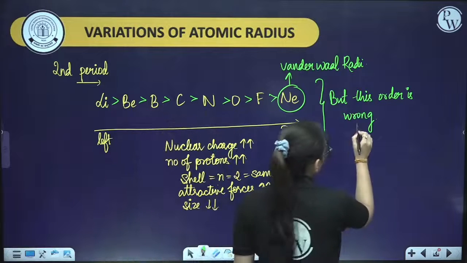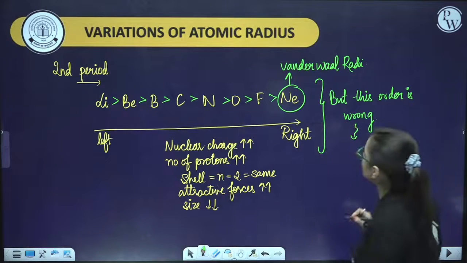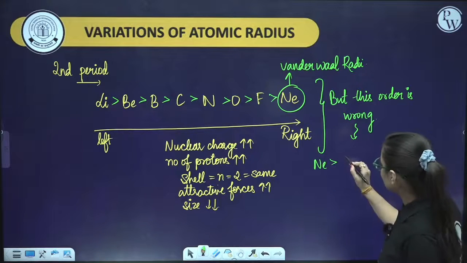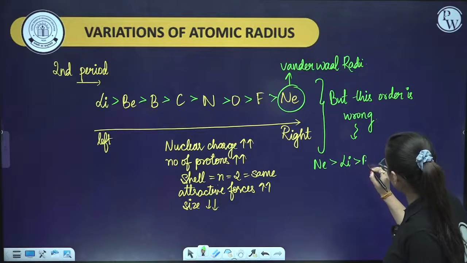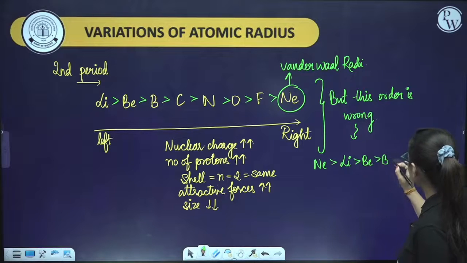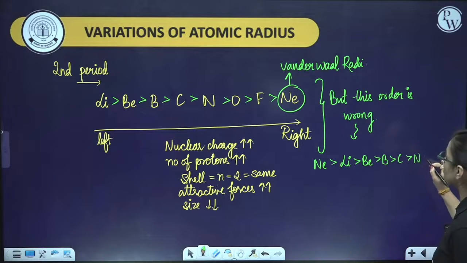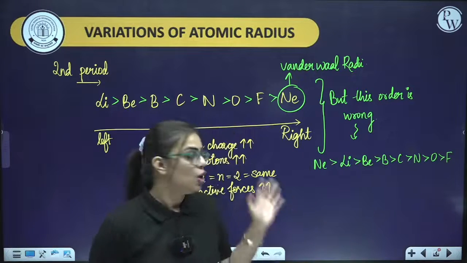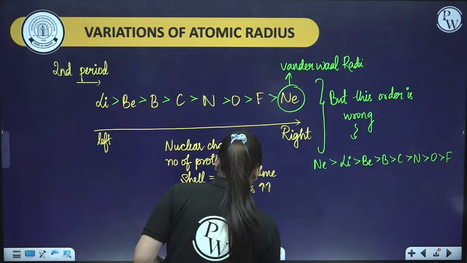Hence, our new order comes out to be what? Our new order comes out to be neon. It will have the highest one. Then it will be lithium, then beryllium, then boron, then carbon, then nitrogen, then oxygen, and at last, fluorine. So, this is going to be our trend for this particular case. Yes, everyone?